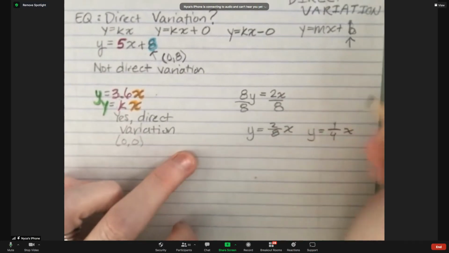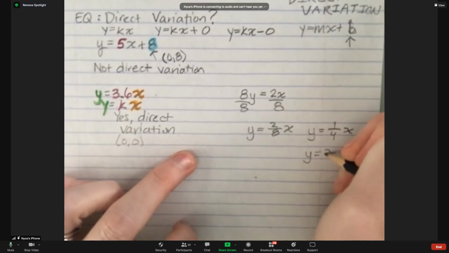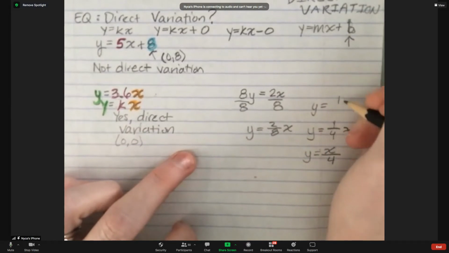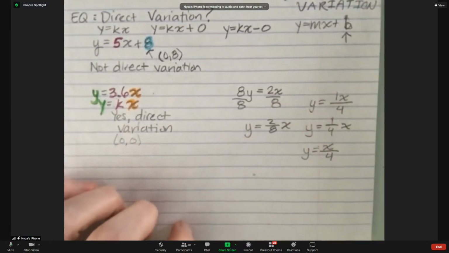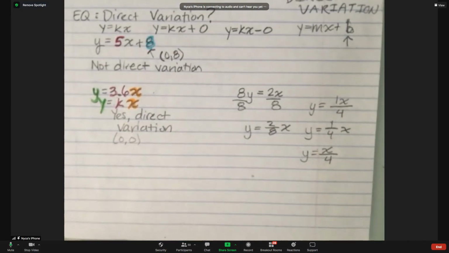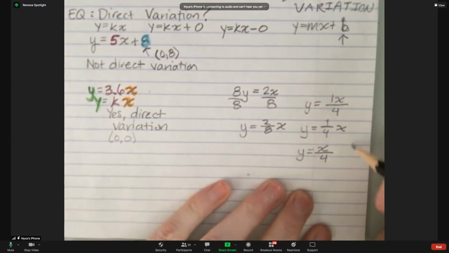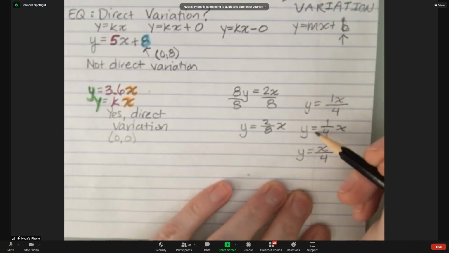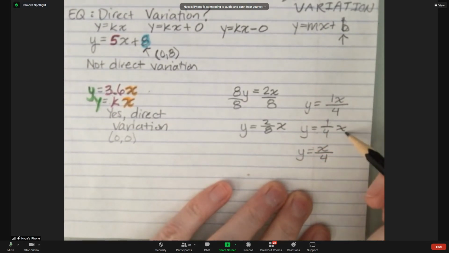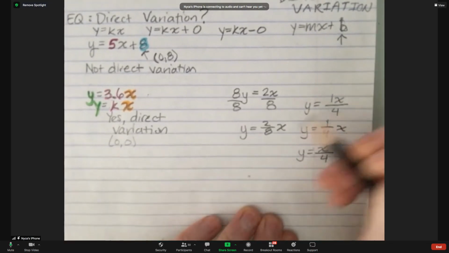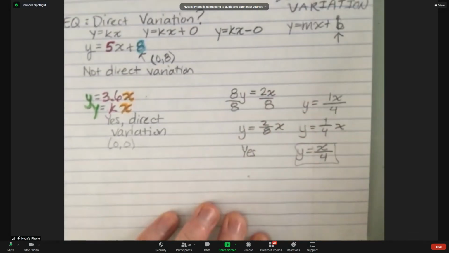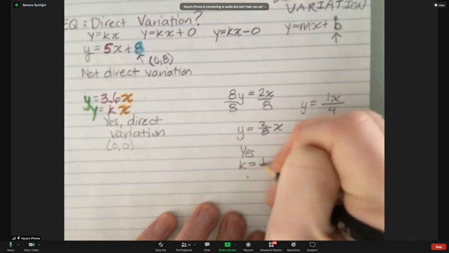Keep in mind, this can be written like that. It can also be written like that. It can also be written like that. Okay. Is this in direct variation? Yes. There's no y-intercept out here. It's at 0. All you see is your y value, your k value, your constant, and your x value. So if I now said, is this in direct variation, it would be yes. And then what is your constant? K equals 1/4.